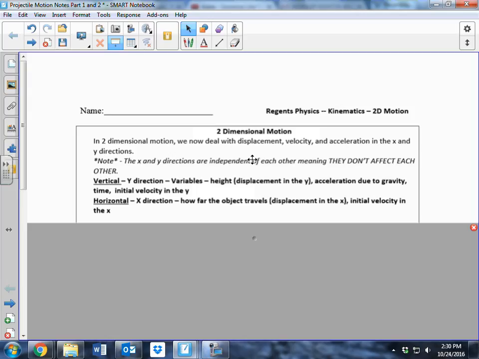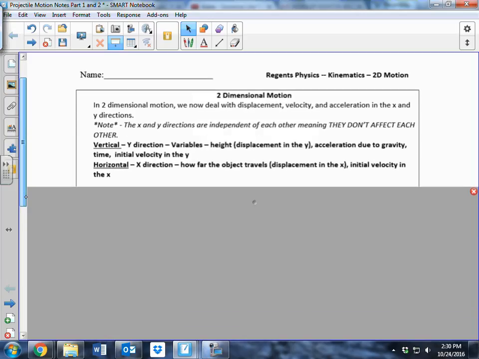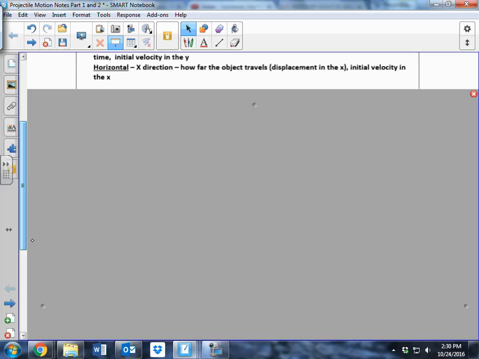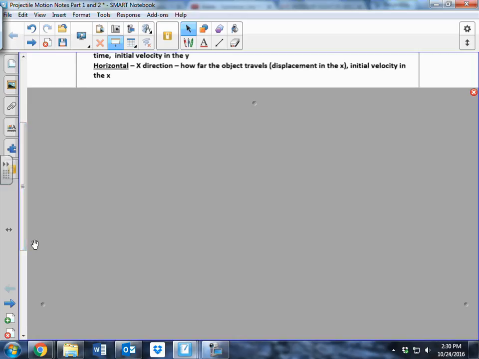For example, in class today, I shot an object out to the right and dropped it at the same time, and you guys in class should have discovered when they hit the ground, which I'm not telling you the answer because one class didn't get to do that yet.